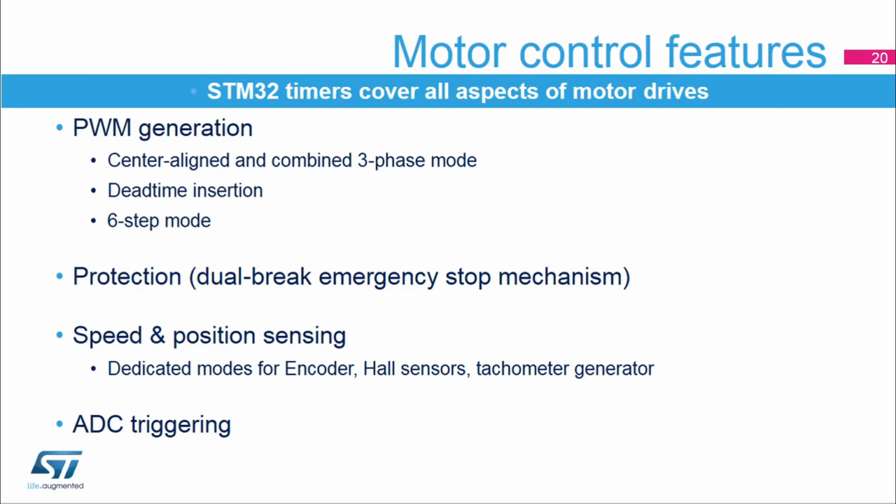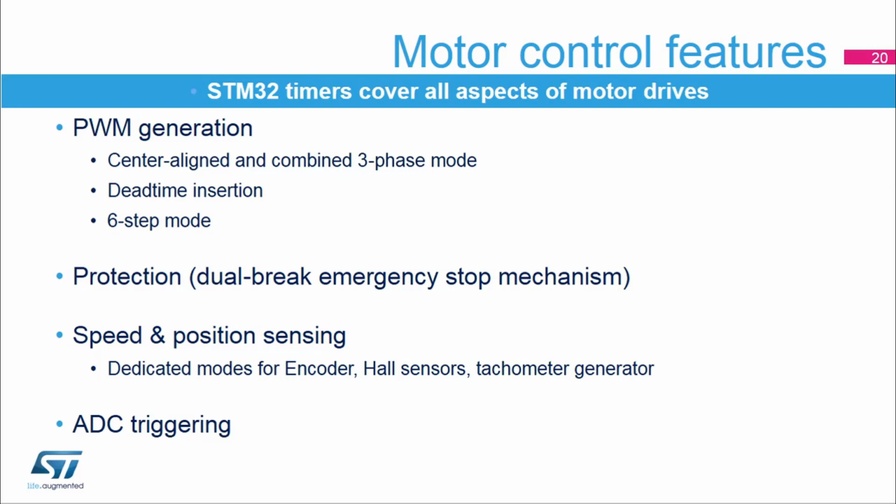It includes power stage protection circuitry with a dual-level emergency stop mechanism to disable the PWM outputs by hardware in case of a fault. It is able to handle the most common sensors found in motor control systems. Quadrature encoders and Hall sensors are used for fine and coarse position feedback, while tachometer generators are used for cost-effective speed feedback and just require a clear-on capture mode.